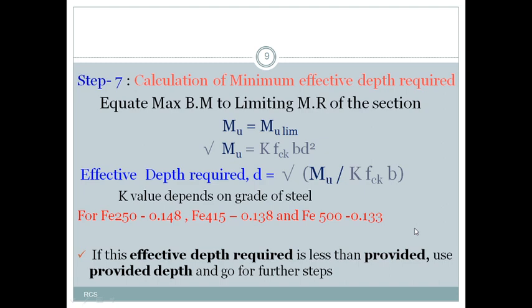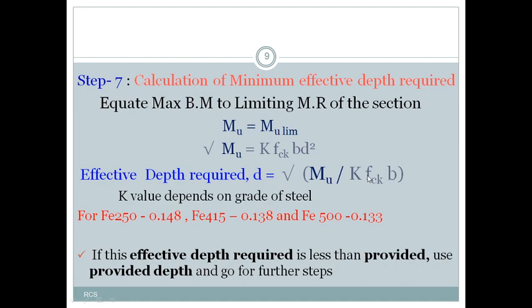Let us calculate, for the given dimensions and data of the slab design, the minimum effective depth required for resisting the maximum bending moment. For this we have to equate the limiting moment of resistance with the maximum factored bending moment. With this, we get Mu equal to Mu limit. Discarding the root, the effective depth required is d equal to the square root of Mu by K into fck b.